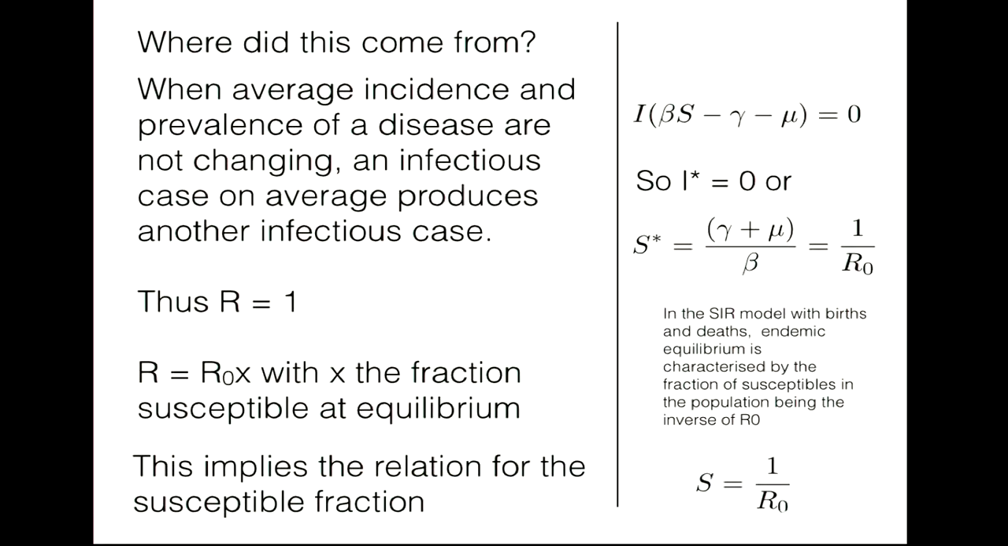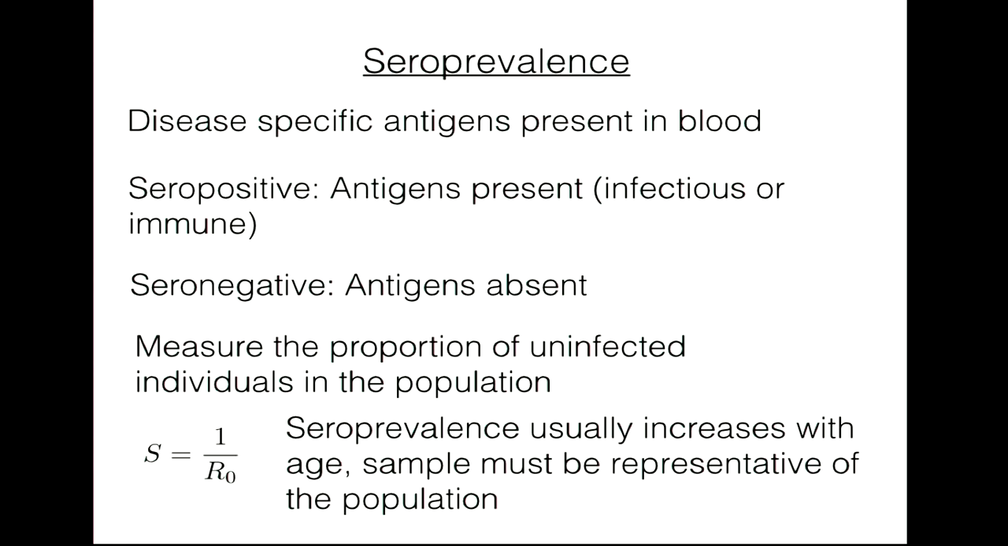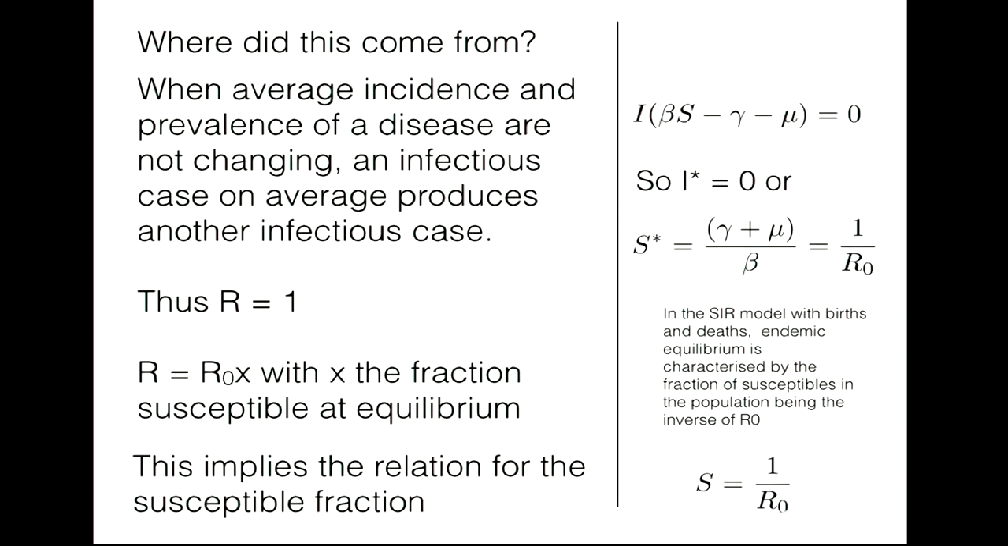So first of all, where did this S equal to 1 by R0 come from? Remember that we started off with I times beta S minus gamma minus mu equal to 0. So the I star equal to 0, or S star is gamma plus mu by beta, which is 1 by R naught. Okay, so in general, in the SIR model with births and deaths, you get endemic equilibrium when the fraction of susceptibles in the population is inverse of R naught.